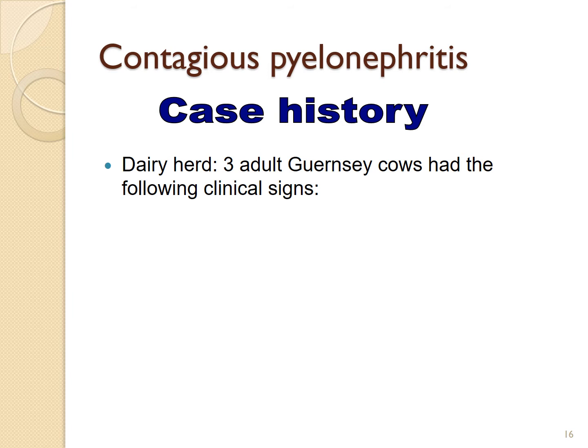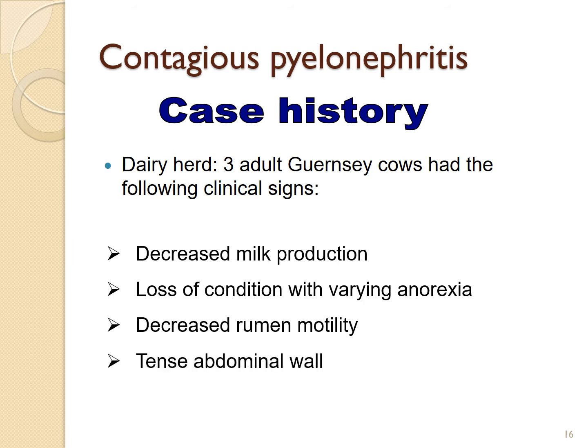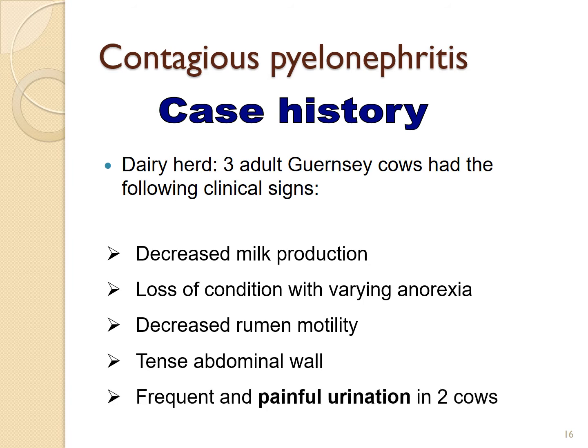Now for more members of the Corynebacterium genus. This time, I will present a case study to introduce them. 3 adult Guernsey cows in a dairy herd present with the following clinical signs: decreased milk production, loss of condition, varying anorexia, decreased rumen motility, a tense abdominal wall, and frequent and painful urination in 2 of the cows.